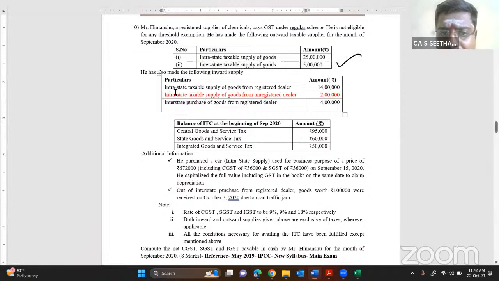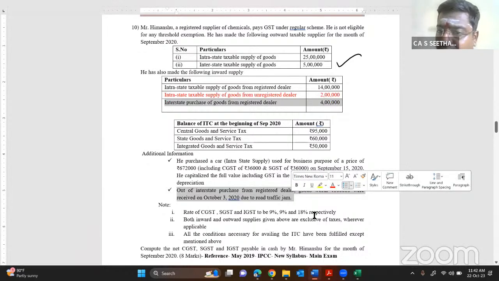Inward supply, they made the intrastate taxable supply for the goods from a registered person so much, and intrastate from unregistered person so much, interstate from registered person is so much. But they are giving a note. Out of the interstate purchase from registered person, goods worth rupees 1 lakh were received only on 3rd October. And this is for the tax period of September. So meaning thereby, out of this 4 lakhs, you have to write an explanation and you have to take it only for 3 lakhs.